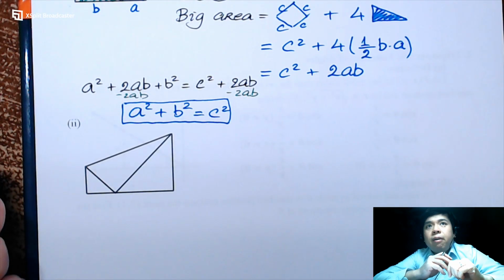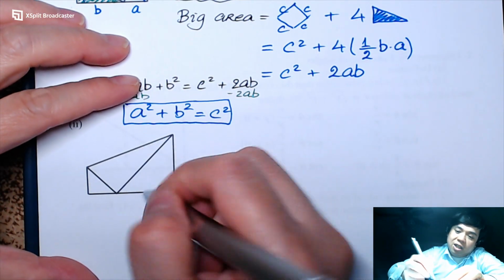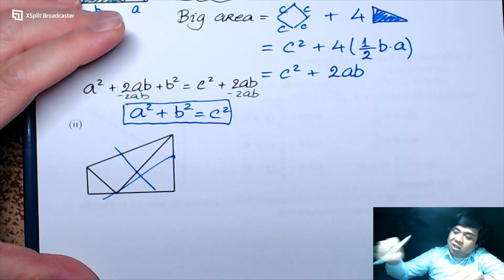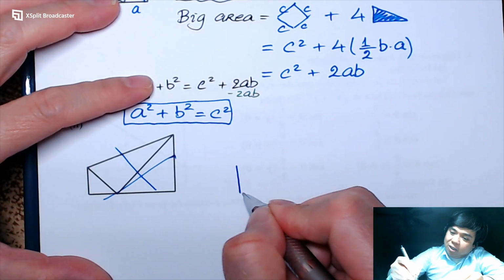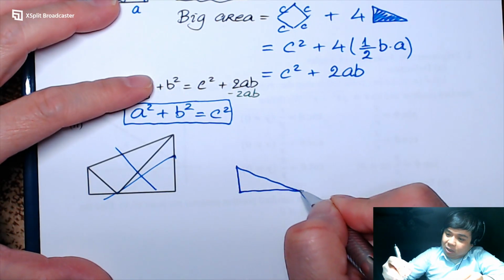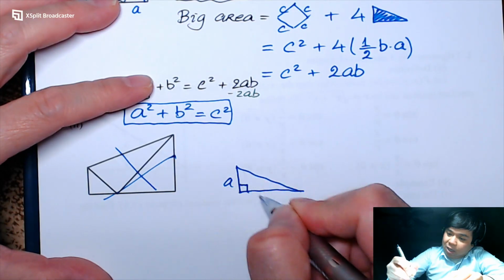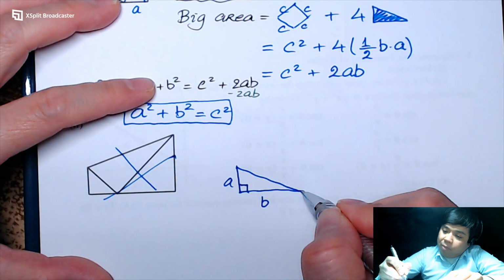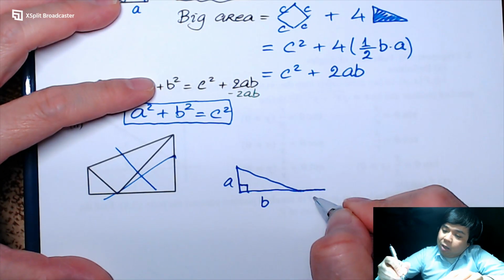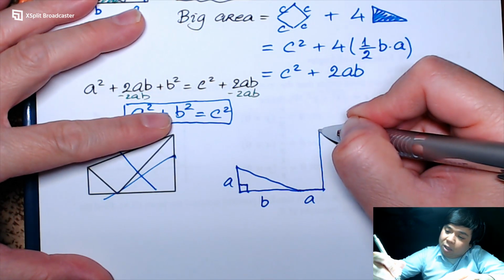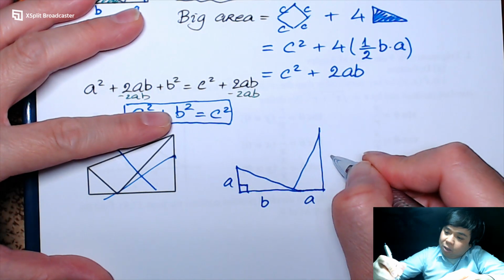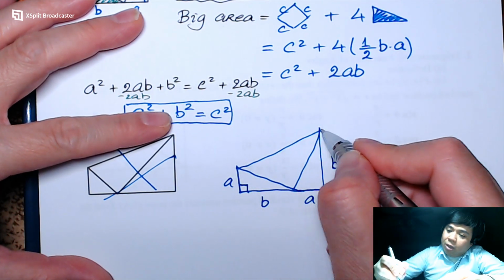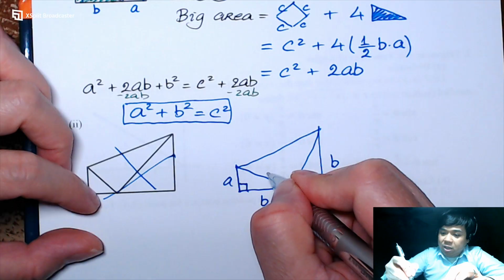I think I wrote them terribly. It's not supposed to be like this. It's supposed to be okay. A, B, and the shorter side B. So this would be C.